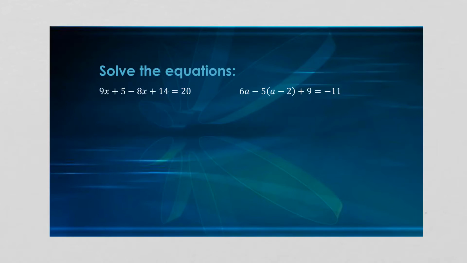Alright, so on these two equations, we have to first simplify, and you can only combine like terms when they're on the same side of the equal sign. So on the equation on the left, I've got 9x minus 8x, which are like terms. Then I also have a positive 5 and a positive 14 that are like terms. So I'm going to simplify my variable first. 9x minus 8x is plain old x. 5 plus 14 is plus 19 equals 20. Now we're going to subtract 19 from both sides.